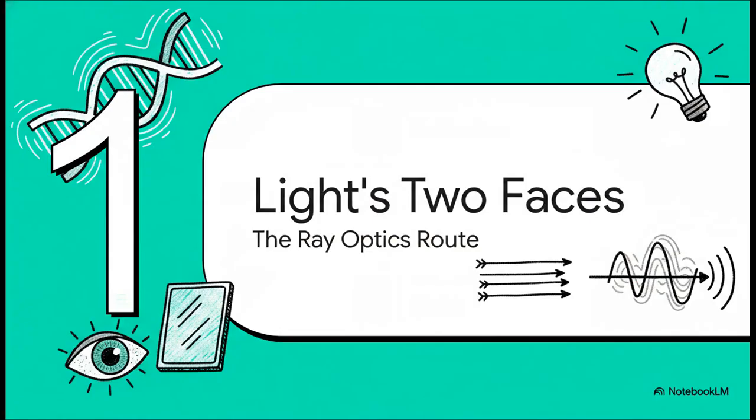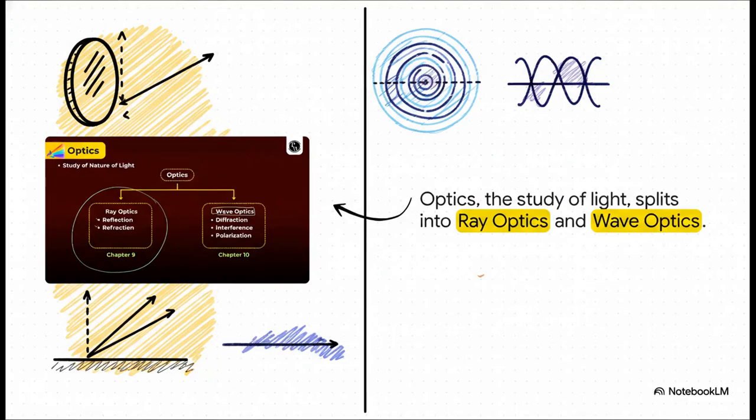All right, first up, light's two faces. See, to really understand how mirrors do their thing, we first have to decide how we're going to look at light. Because believe it or not, physicists see it in two totally different ways. When you get right down to it, the study of light, or optics, splits into two big categories. You've got wave optics, which is super complex and deals with all sorts of wavy behavior.